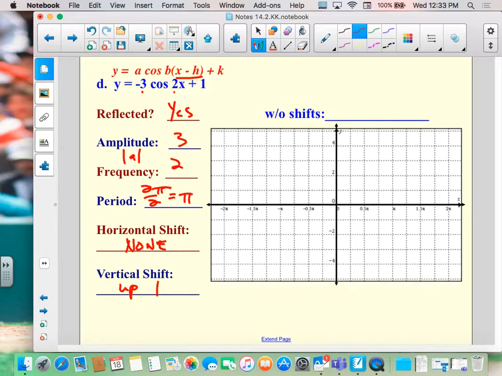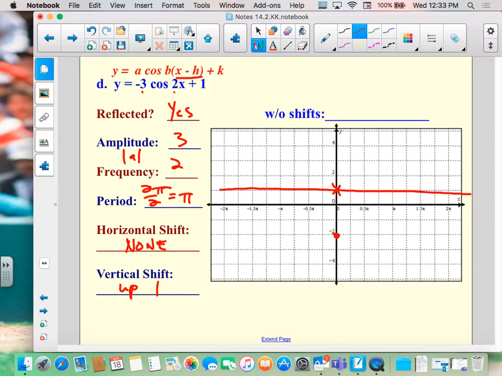All right, cosine. All I need to do, everybody, is move my x-axis up 1. Here is my new origin. Remember, I am going to flip this one. So cosine usually starts at its amplitude of 0, 3. This would be up here, but since it's flipped, I'm going to go down 3.